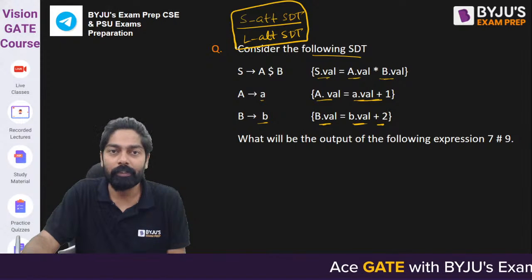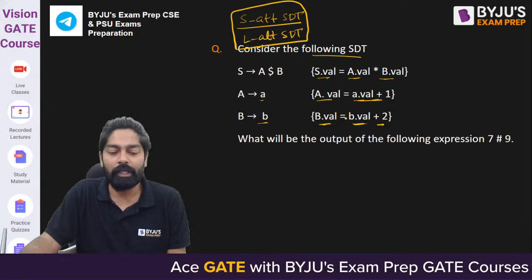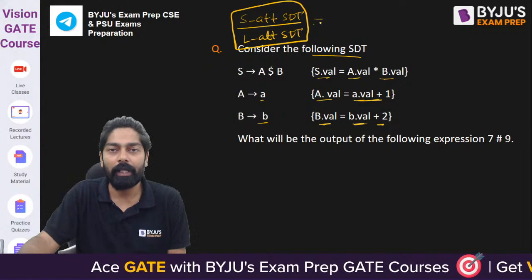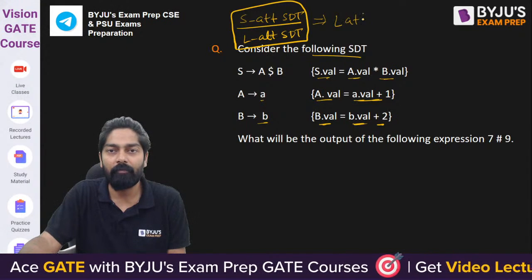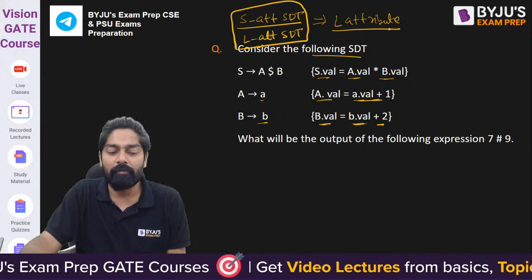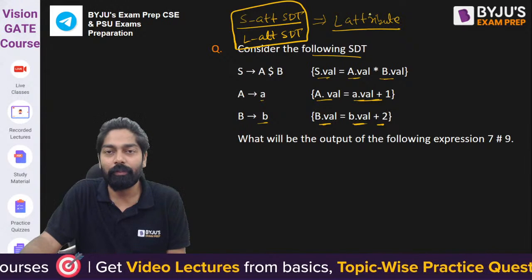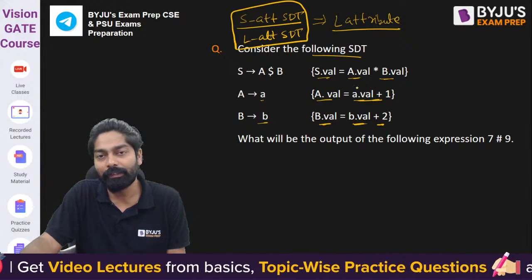Fine, L attribute SDT. Now you can solve this question. In the question they have not given anything, so you can apply L attribute evaluation. L attribute evaluation means scan left, depth first, and scan left to right.